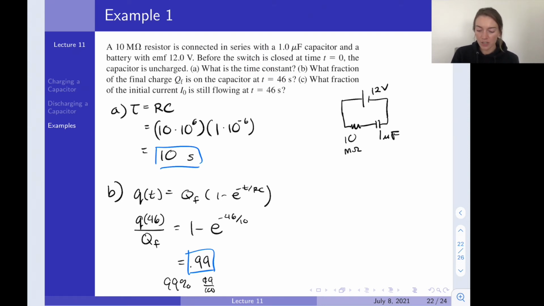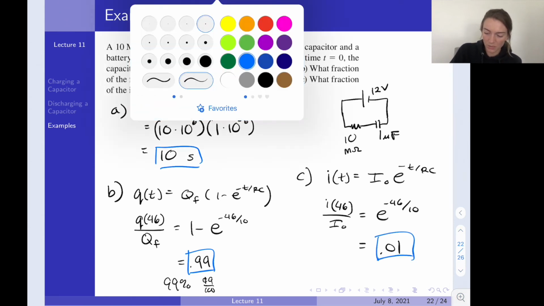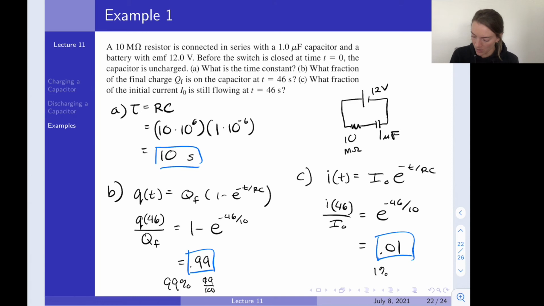Now, what fraction of the initial current is still flowing at 46 seconds? Let's write our equation for the current. That was I initial e to the negative t over RC. So the fraction of the initial current is the current at 46 seconds divided by the initial current, which is e to the negative 46 over 10. This comes out to 0.01. So that is our fraction. We could say that that's 1%, 1 over 100, whatever you want.